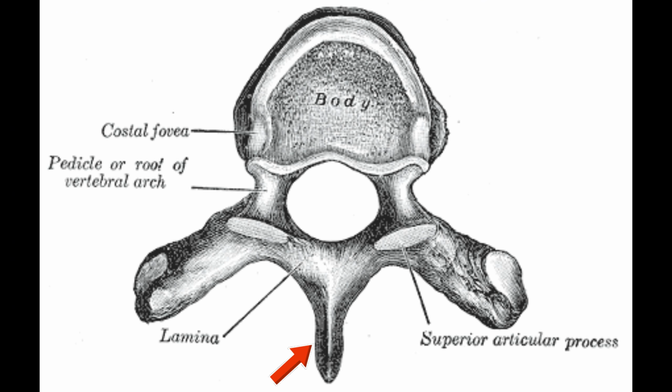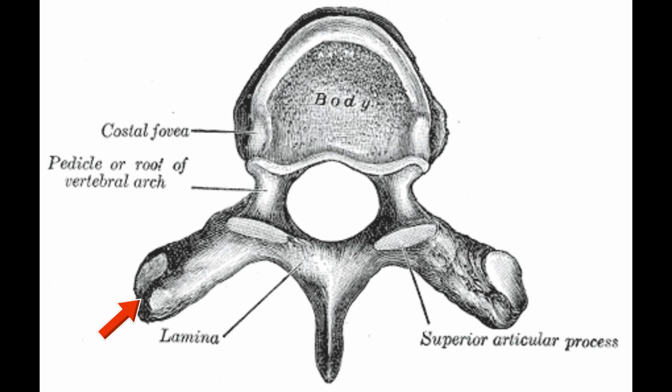Articular processes. The articular processes, 2 superior and 2 inferior, spring from the junctions of the pedicles and laminae. The superior project upward, and their articular surfaces are directed more or less backward. The inferior project downward, and their surfaces look more or less forward. The articular surfaces are coated with hyaline cartilage.